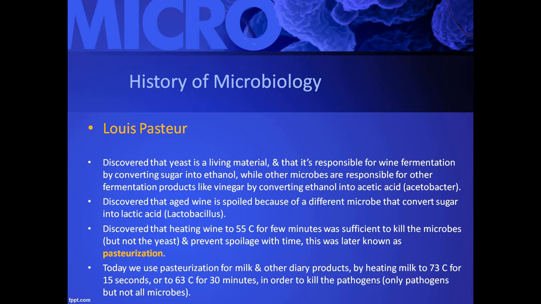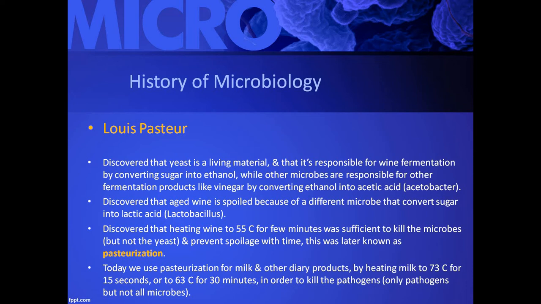Louis Pasteur was a French chemist. He was ordered to investigate the cause of spoiled wine. Wine with time changes in taste and becomes more acidic. While studying why that happened, he discovered that yeast is a living material. Yeast is well known to humans, but he discovered that it is living. He discovered that a type of yeast is responsible for wine fermentation by converting sugar into ethanol. Also, he discovered that other microbes are responsible for other fermentation products like vinegar.